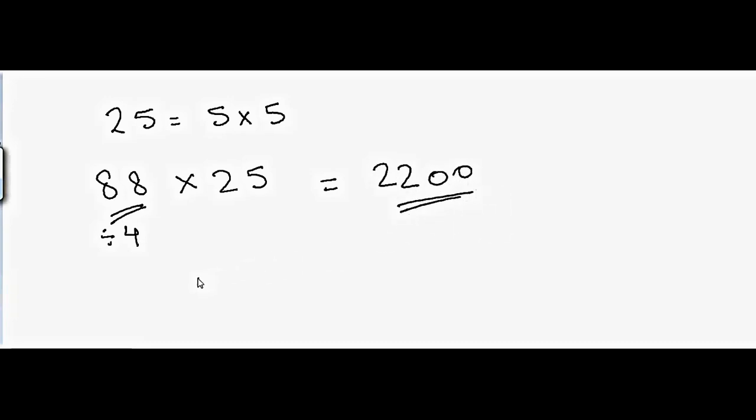Again, if I have to multiply 64 by 25, that will be 16, because 64 divided by 4 is equal to 16. So we have 1600 as the answer.